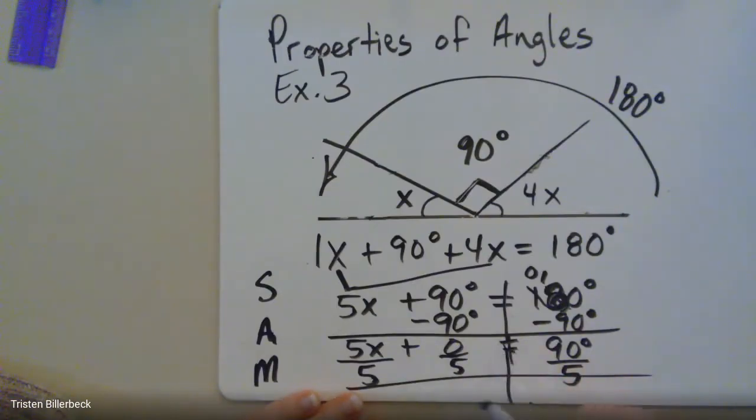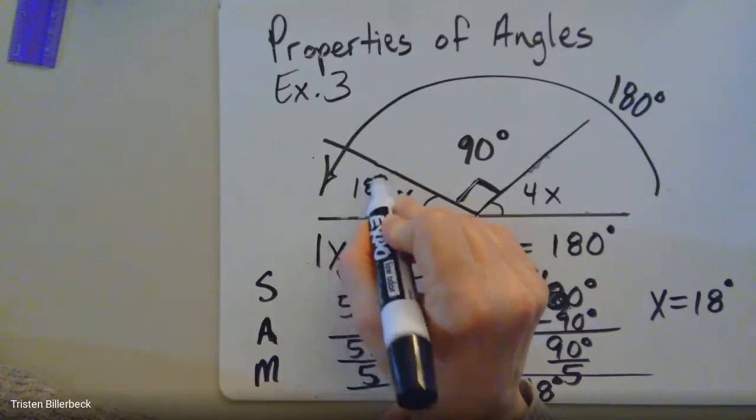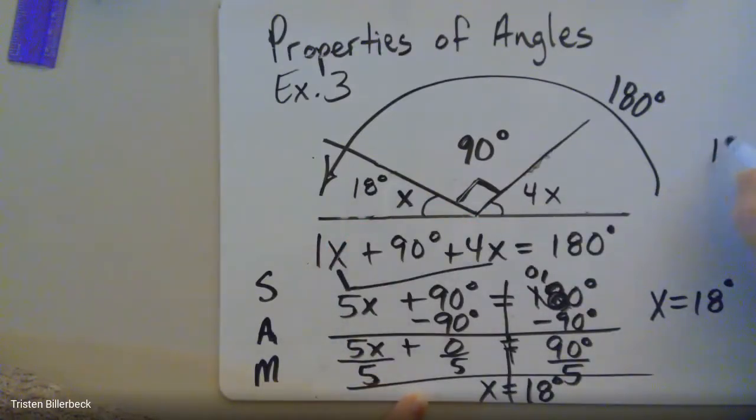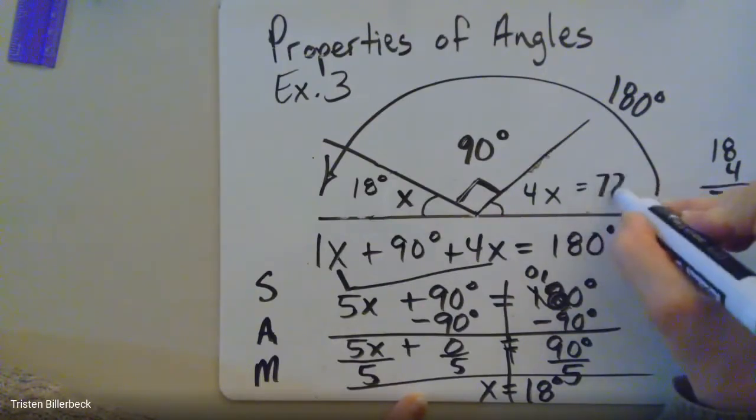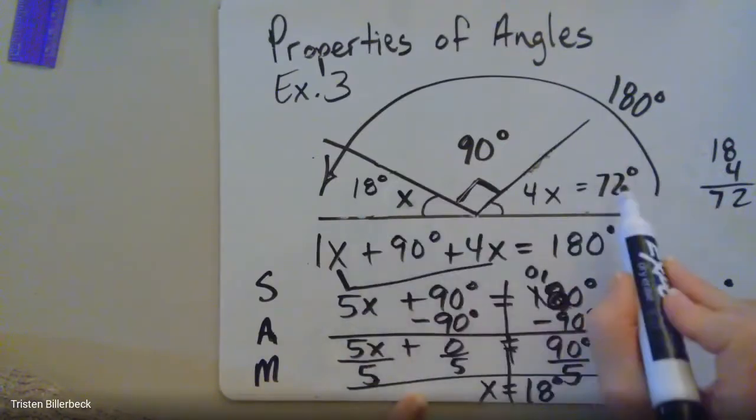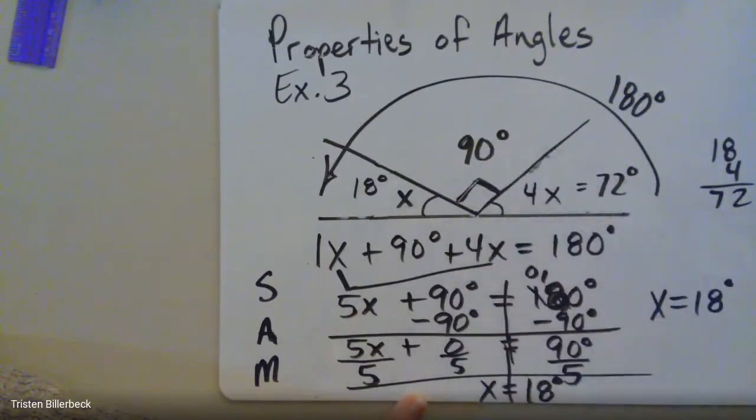So then we have x equals, and 90 divided by 5 is 18 degrees. So x equals 18 degrees. Now we could check this and put 18 degrees here and do 4 times 18 degrees. So we take 18 degrees times 4, and we get 72. So we have 72 degrees here. We add them up. 18 plus 72 is 90. 90 plus 90 is 180 degrees.